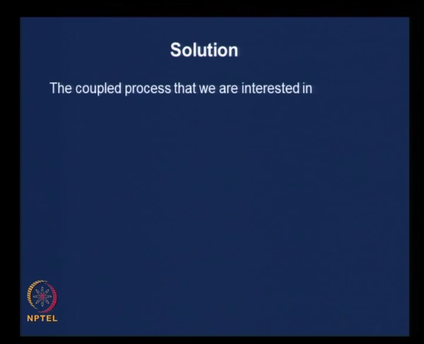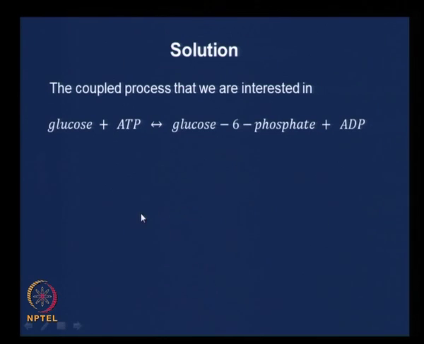Okay. Hopefully you experienced some deja vu moments and clarified some of the concepts that you had learnt earlier. The solution is as follows: the coupled process that we are interested in, as suggested in the problem statement itself, is glucose plus ATP giving you glucose 6 phosphate plus ADP. We are looking at the phosphorylation of glucose which is coupled to ATP, and we have written that reaction as glucose plus ATP giving you glucose 6 phosphate plus ADP.